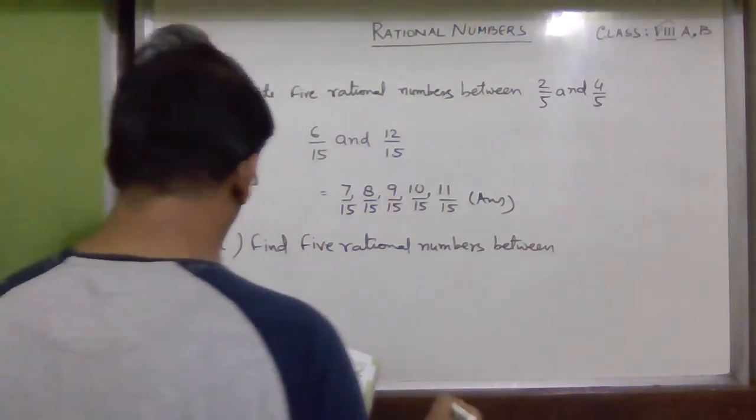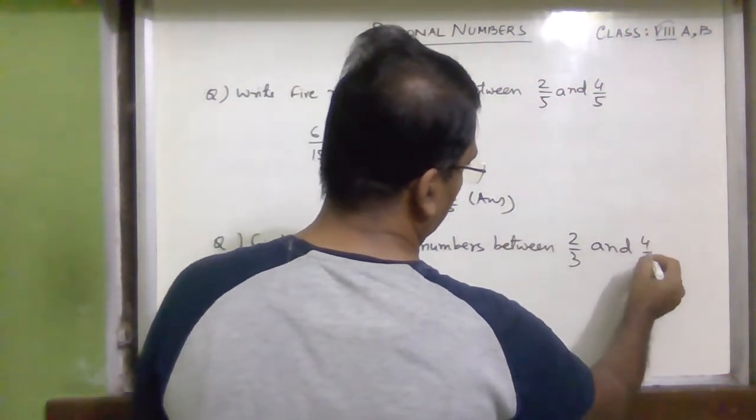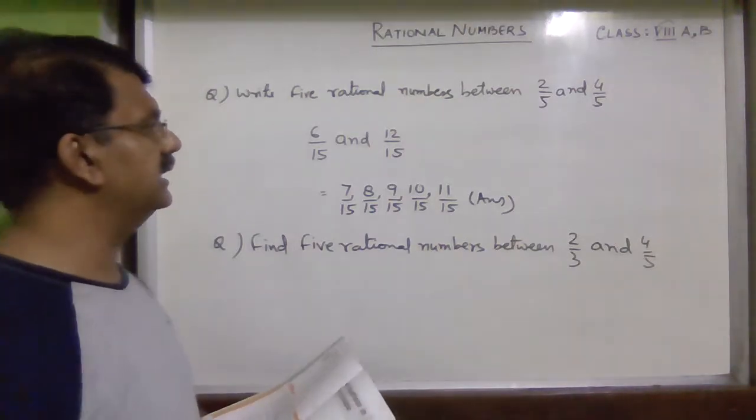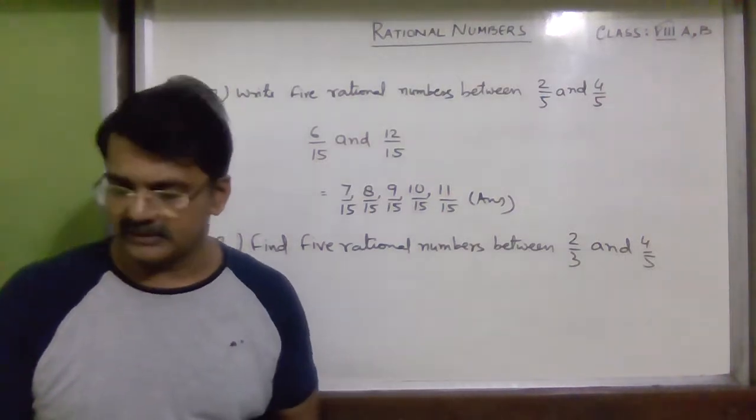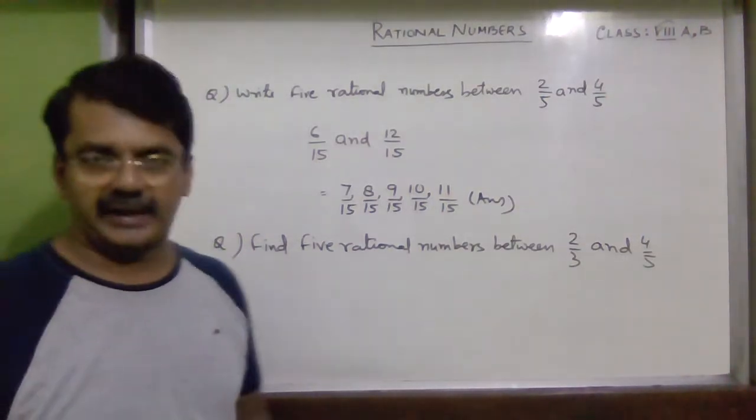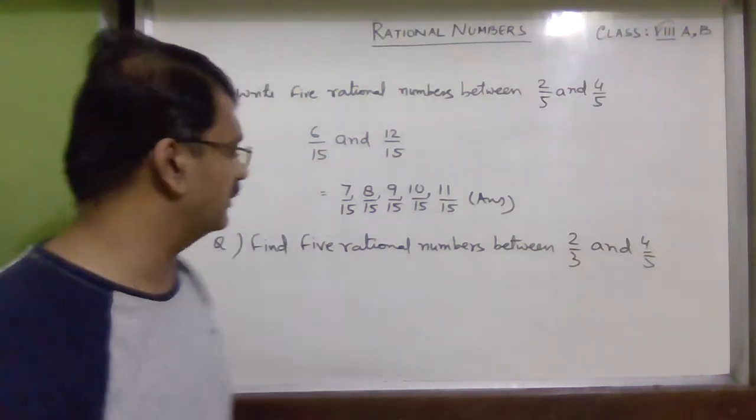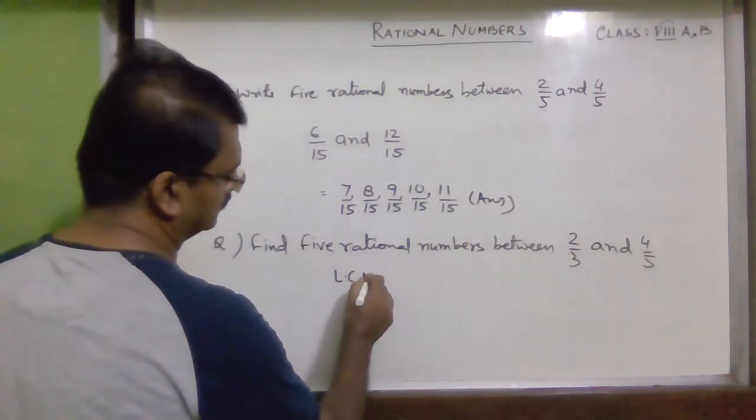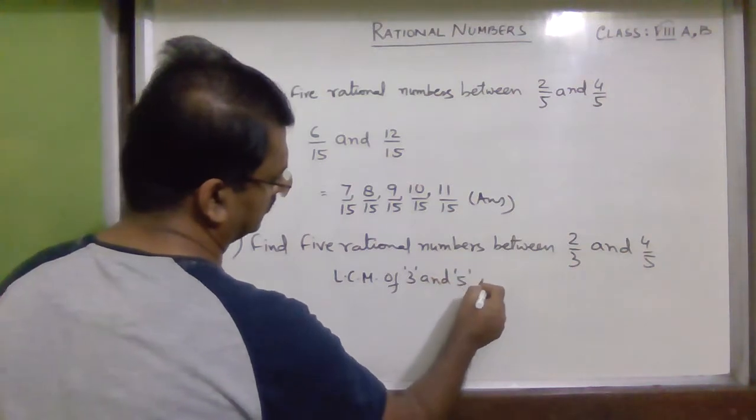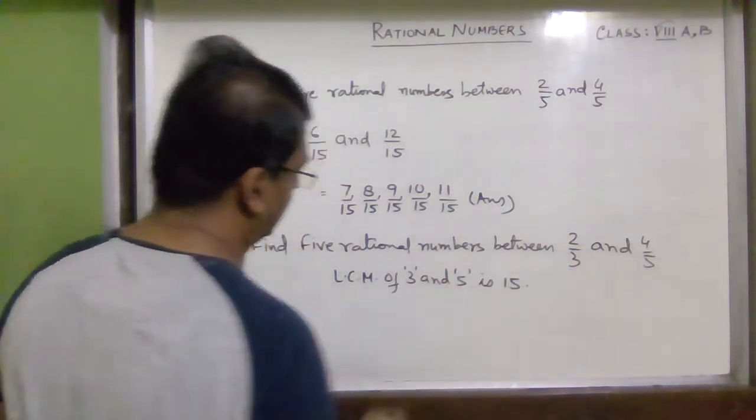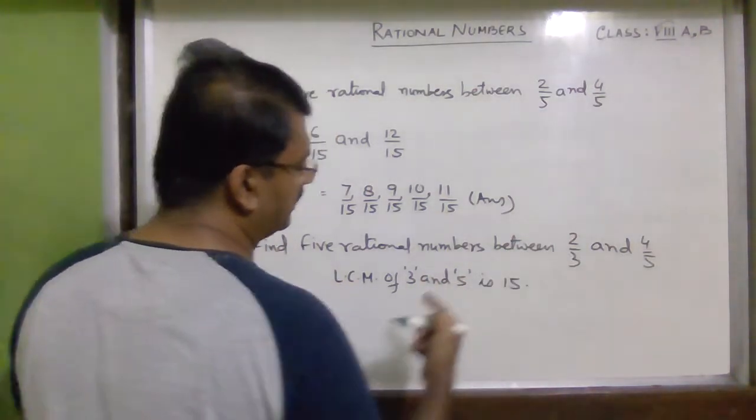Find 5 rational numbers between 2 by 3 and 4 by 5. So here you can see the denominators are different. The first one, the denominator is 3, the second one, the denominator is 5. So 3 and 5, first of all, we'll make the denominator same. So the LCM of 3 and 5 is 15. LCM of 3 and 5 is 15. So you multiply both numerator and denominator by 5.